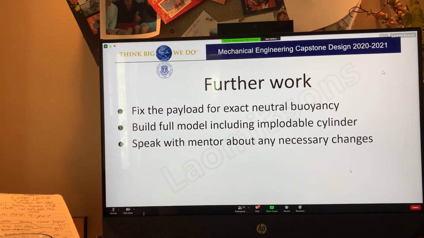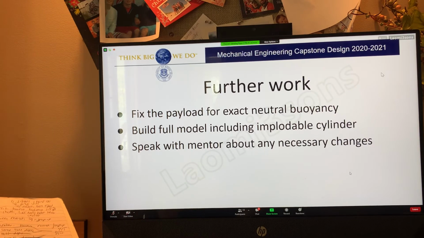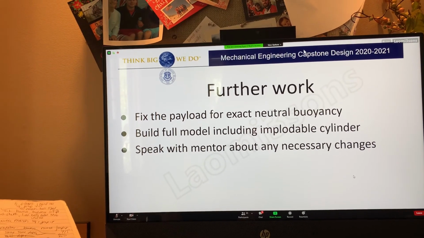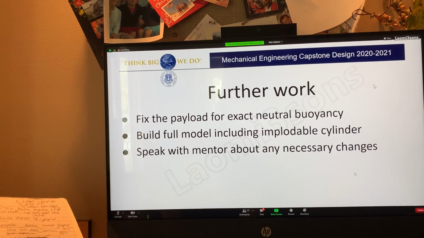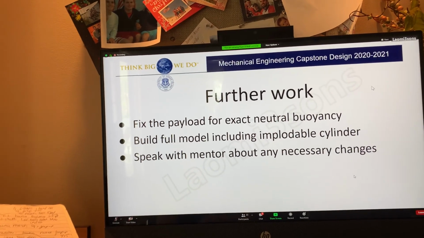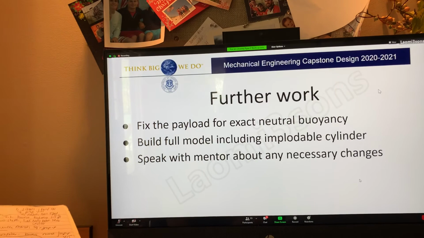As for further work, the only further work we really could do would be to create a truly neutrally buoyant payload and a full design model. Those would be the next logical steps if we wanted to further test our design.